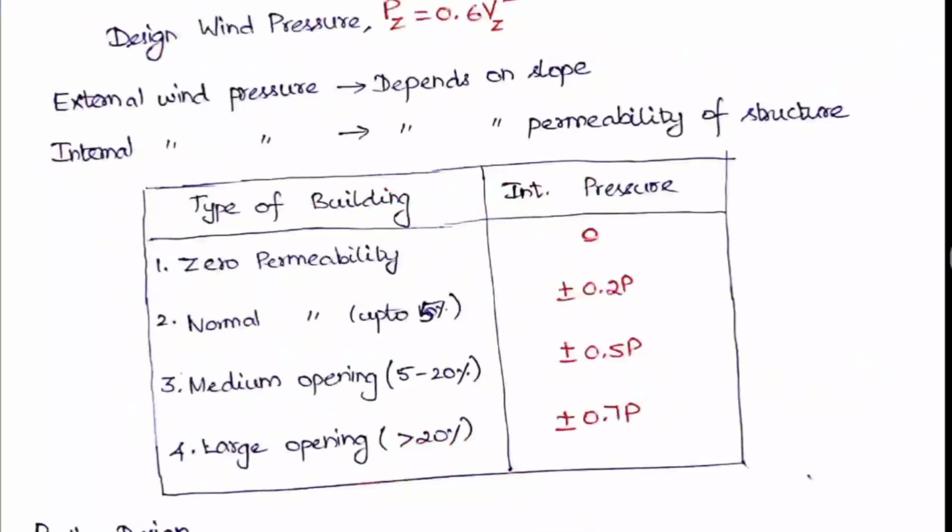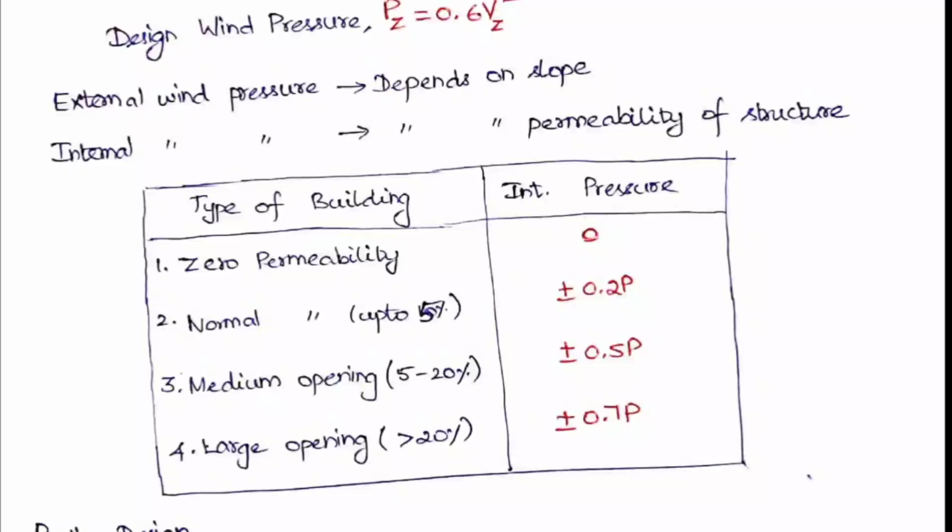This wind pressure on the whole is divided into external wind pressure and internal wind pressure. The external wind pressure depends on the slope, that is, the wind hitting on the roof truss. The internal wind pressure depends on the permeability of the structure, because based on the permeability the air will penetrate inside or may be heated outside. Based on that, both these values are given.